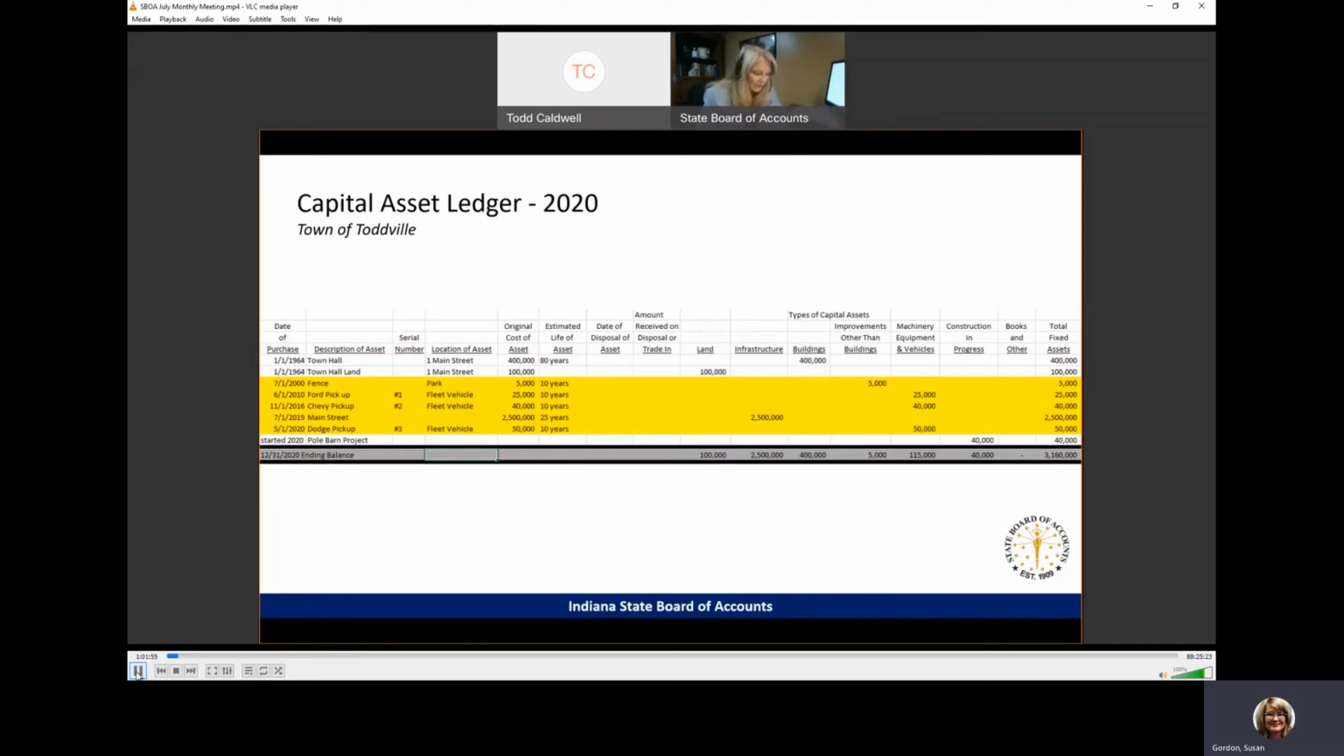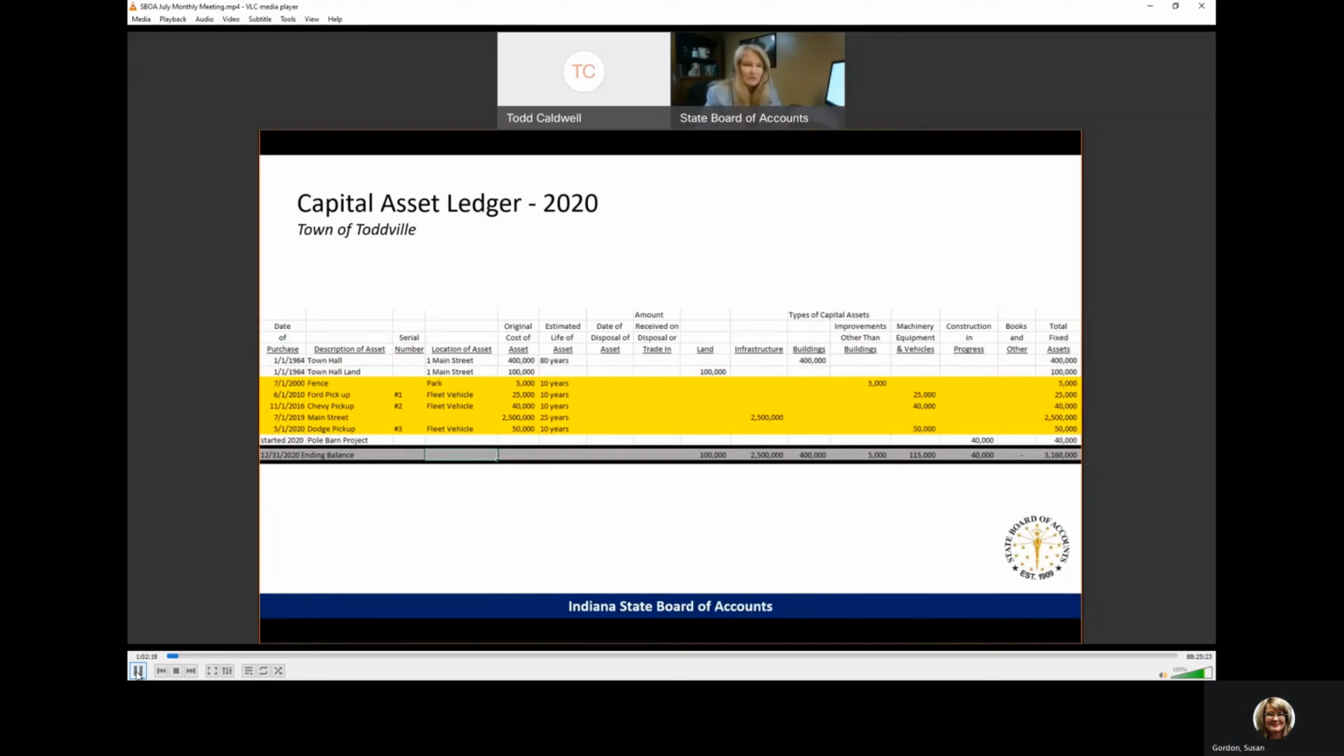We like to drive pickups in Toddville. Next, we have our Main Street. It's a beautiful main street. That's why we like to drive the pickups. And we just recently redid that in 2019 with our CCG money, and that was $2.5 million. So I know the cost of that. And then we have another pickup truck there at the bottom, the Dodge, for $50,000.